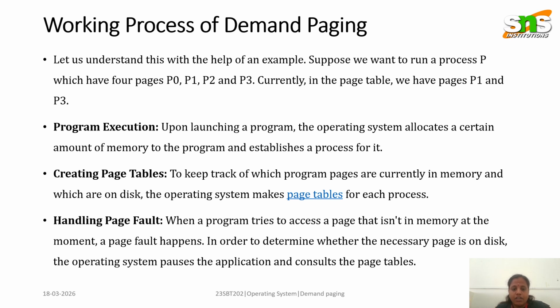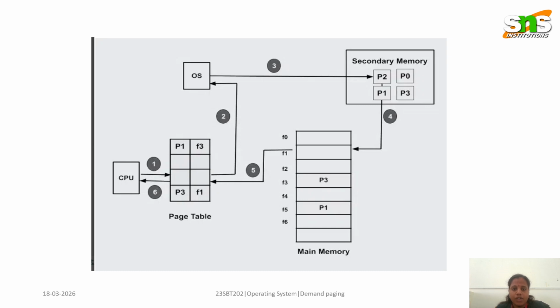Working process. Let's understand with an example. Suppose the process has pages P0, P1, P2, P3, but only P1 and P3 are in the memory. Now, if the CPU requests P2, the OS fetches it from the disk, updates the page table, and execution continues. If the memory is full, the OS replaces an existing page using a page replacement algorithm. Finally, when the process ends, the memory is freed and the page table is cleaned.